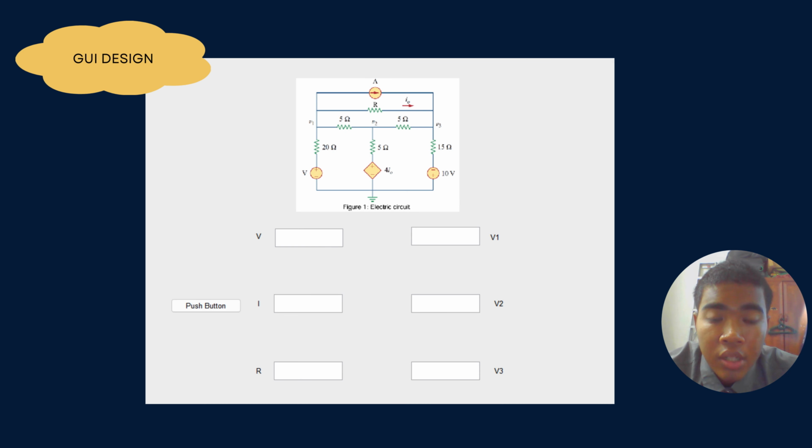This is our GUI design for Lab 4. We use one push button and 6 edit texts to represent voltage, current, resistor, V1, V2, and V3. The picture above shows the Lab 4 circuit.